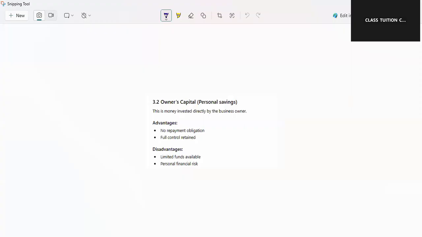Then we also have another internal source of finance, which is the sale of assets. It's quick and minimizes maintenance costs. The disadvantage is that it's a one-time source of finance. Working capital, these are funds released by working capital. You have the advantage of no external borrowing. It improves efficiency. Its disadvantage is that it may strain supply relationships.